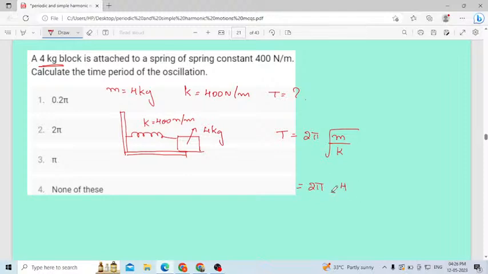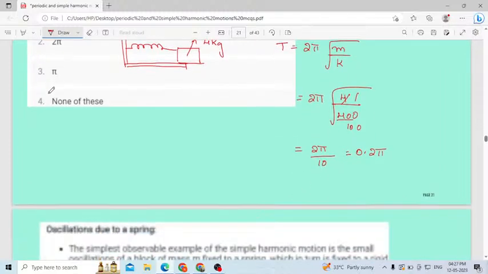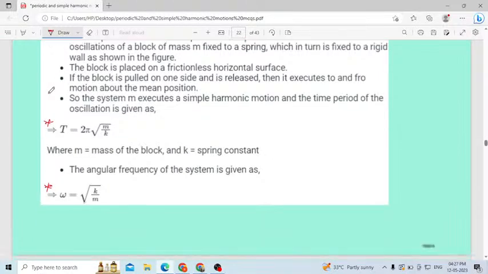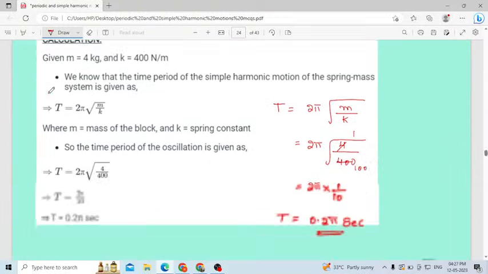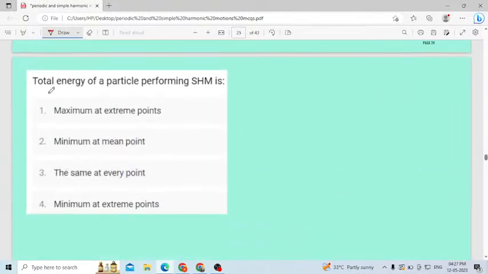The m value is 4, and the k value is 400. Then 4 1s are 4, 400s are, 1 by 100, and the square root of 1 by 100 is nothing but 1 by 10. This is nothing but 0.2 pi. Therefore, the correct answer for this question is 0.2 pi. I included the theory part. I already explained it in the theory, but once again revise, it will help when you are solving MCQ problems. If you revise the concept once again, it will be helpful for you.